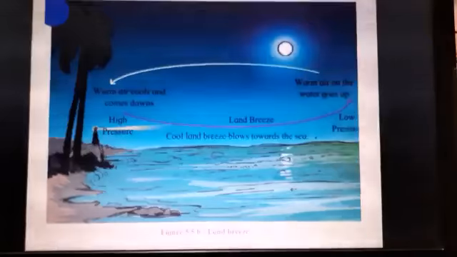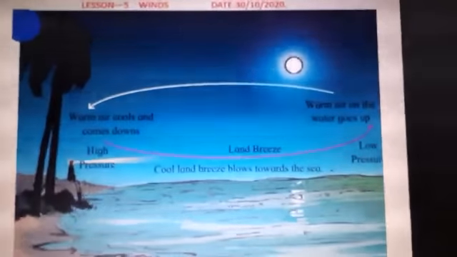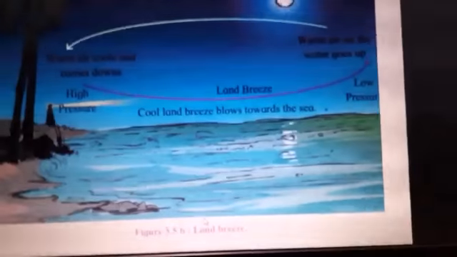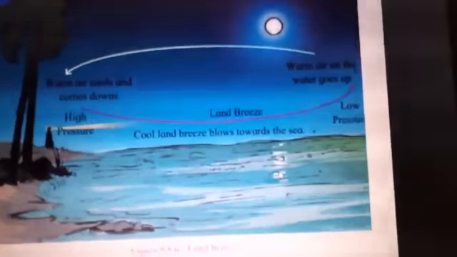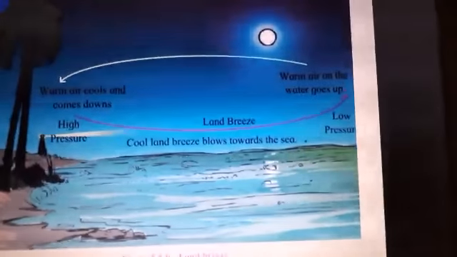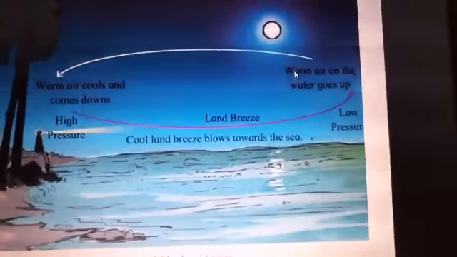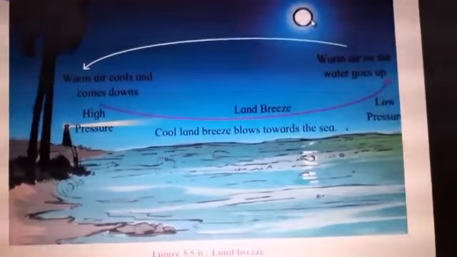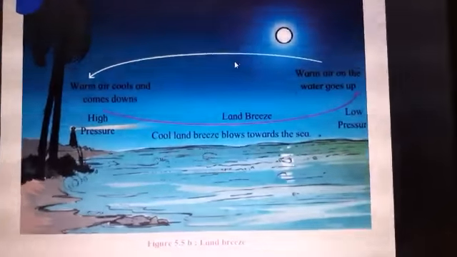Let us continue, children. Now this is the another diagram which is given to you on page number 25 of your textbook. That is 5.5b. That is the land breeze, right? First we have studied about the sea breeze. Now we have seen the intensity of the heat due to which the land becomes hot quickly. Now you can see here the moon is visible to us. Now moon is visible means what? It is the night time on the earth's surface.